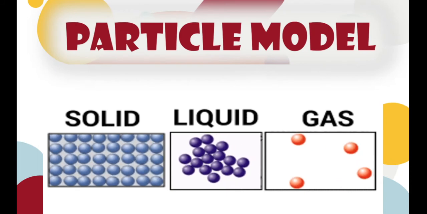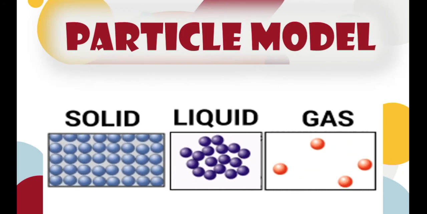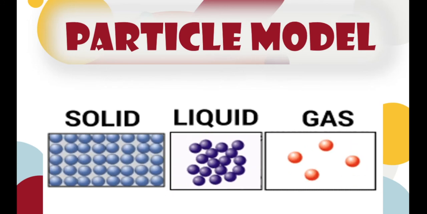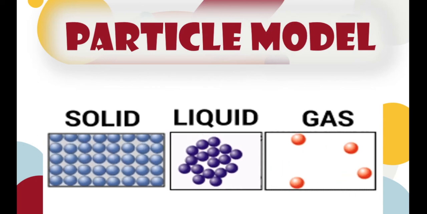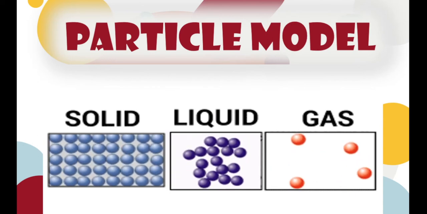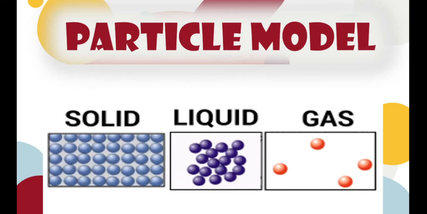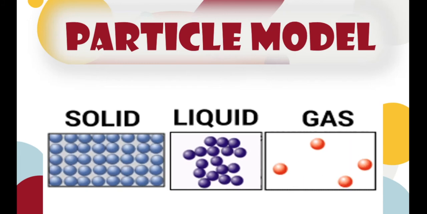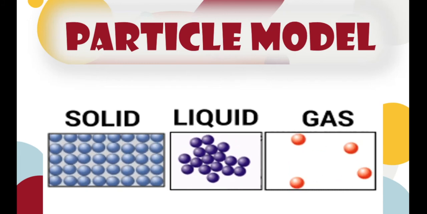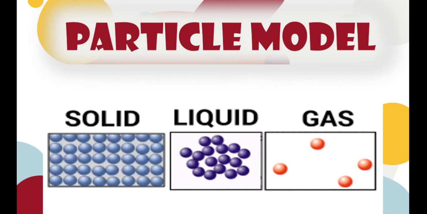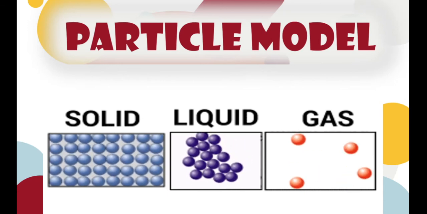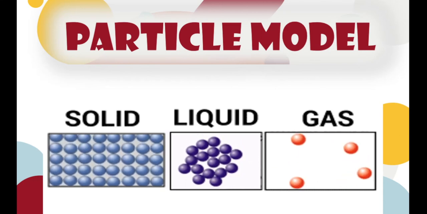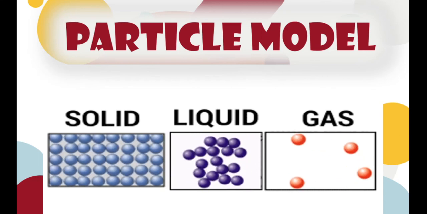Now, let's go back to the particle model. What are the differences between solid, liquid, and gas? As you can see in the particle model, the solids are compact. The particles are vibrating with each other, and they are very close to each other. They have strong attraction with each other. The liquid is sliding with each other, rolling over. So, it has strong attraction with each other. And for the gas, it has the weakest attraction with each other, and it moves rapidly.